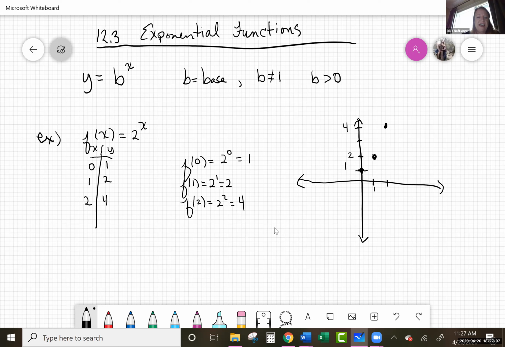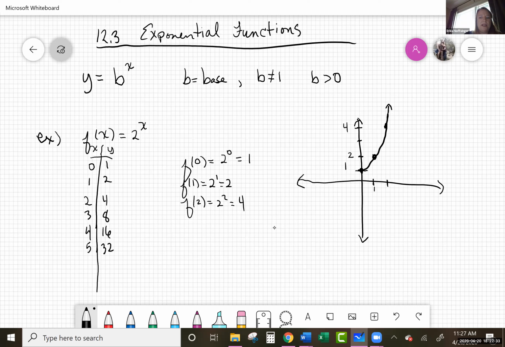So I can see that as my powers increase, it's going to start growing pretty fast. So if I plug in 3, I'm going to get 8. 2 cubed is 8. If I plug in 4, 2 to the 4th is 16. If I plug in 5, I get 32. I really don't want to plot these, but you get the idea that it's going to grow faster and faster. So it's going to get steeper and steeper.